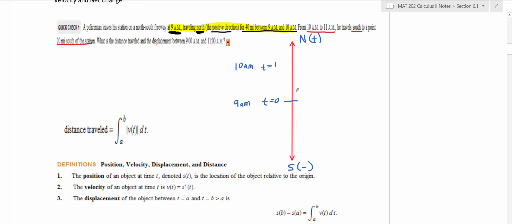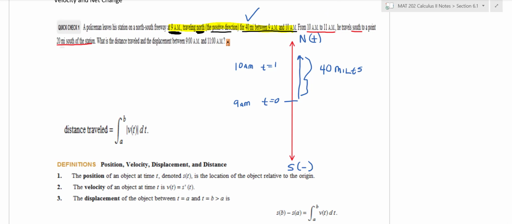Well, what's happened? We have moved. I'm just going to put this over here. We have moved 40 miles. So I'm going to say right there, that displacement is 40 miles. Okay, so that takes care of that.